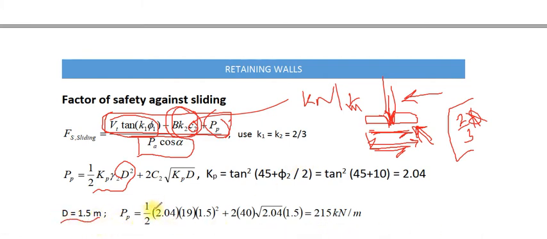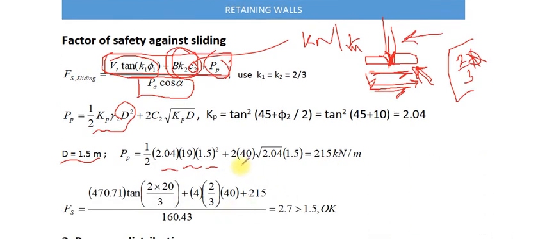P passive equals 1 over 2 multiplied by 2.04 multiplied by 19 multiplied by 1.5 squared, plus 2 multiplied by 40 multiplied by square root of 2.04 multiplied by 1.5. This equation can be used to compute the passive pressure or passive force when we base it on the Rankine theory.